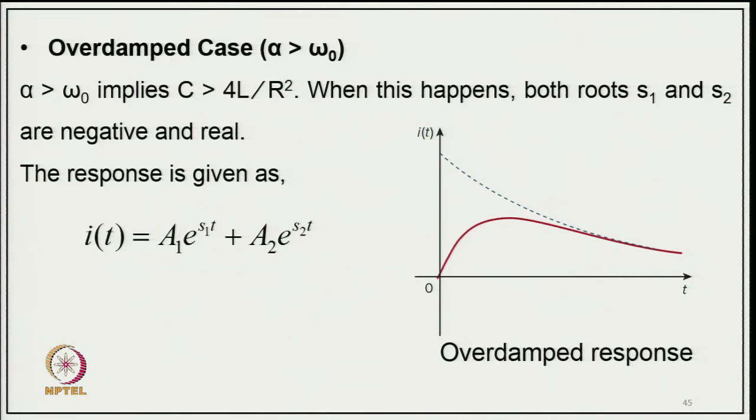Alpha greater than omega0 implies that C is greater than 4L upon R square as a component value, because we have an RLC circuit. When this happens, both roots S1 and S2 are negative and real, and the response is I(t) equal to A1 e to power S1 t plus A2 e to power S2 t, and that is the overdamped response. You can see the red color, which is the current variation with respect to time of the RLC circuit if this condition on the elements is satisfied, which we call the overdamped case, alpha greater than omega0.